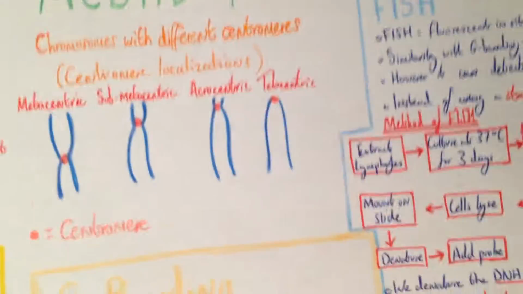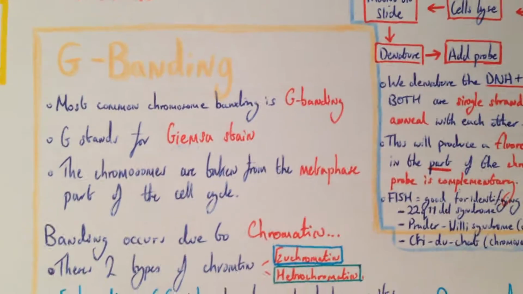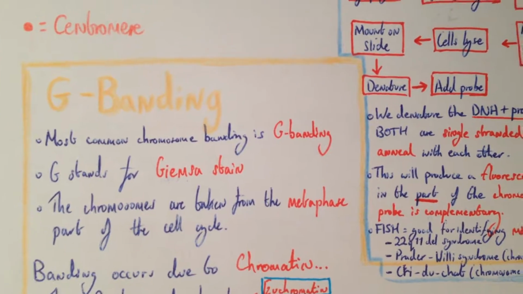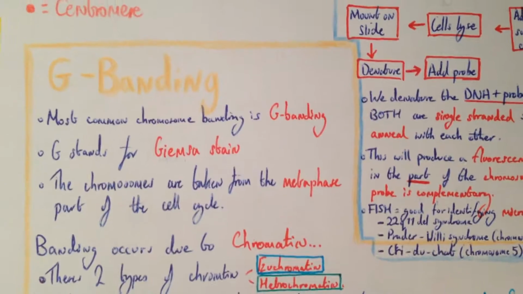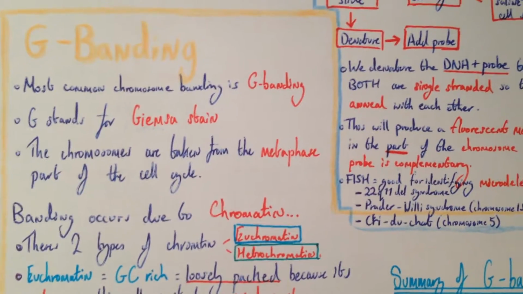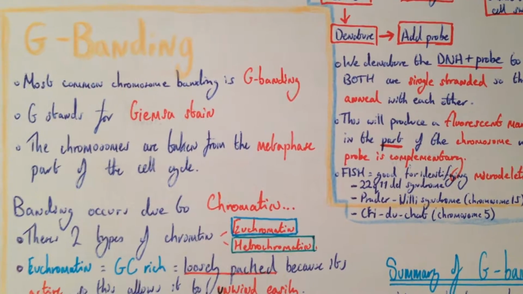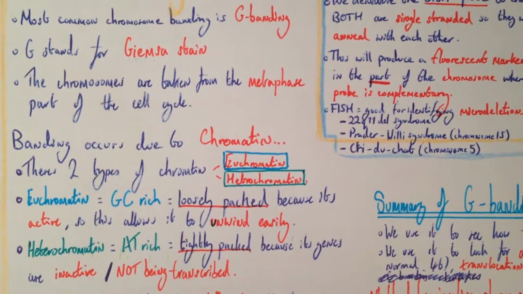Simple? Cool. We'll move on to the first type of investigation, called G banding. The most common chromosome banding is G banding. G stands for Giemsa stain. The chromosomes are taken from the metaphase part of the cell cycle, and banding occurs due to chromatin.